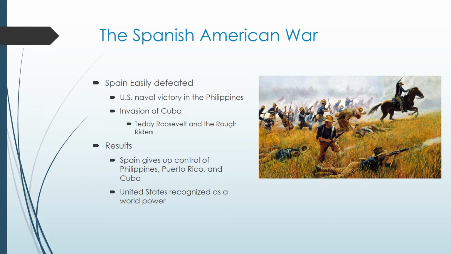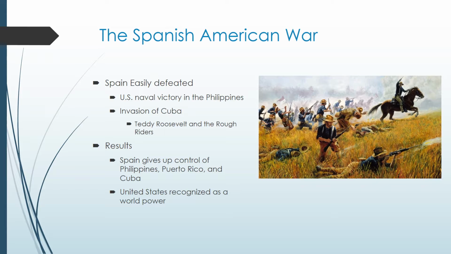The Spanish-American War is a pretty one-sided fight. Spain is not very powerful at this point. It hasn't really industrialized. It can't really produce many weapons or ships or anything like that. But the United States is now the biggest industrial power in the world. So it has tons and tons of ships and rifles and cannons and all that stuff. And so the United States easily defeats Spain.